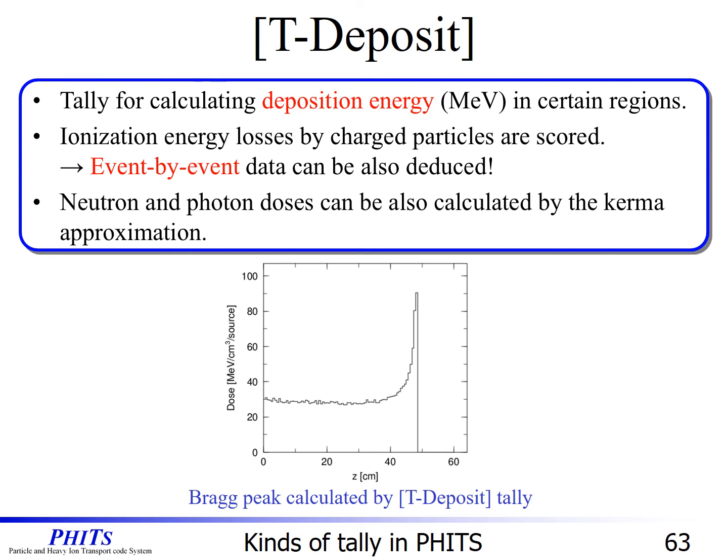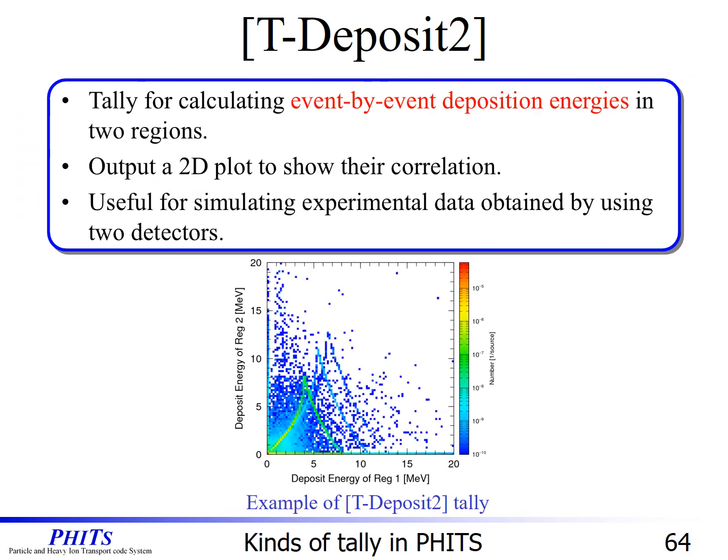Deposit tally is for calculating deposition energy in certain regions. Ionization energy losses by charged particles are scored. Event by event data can also be deduced. Neutron and photon doses can also be calculated by the Kerma approximation. Deposit 2 tally is for calculating event by event deposition energies in 2 regions. Output a 2D plot to show their correlation, as shown here. It is useful for simulating experimental data obtained by using 2 detectors such as delta E-E telescope.